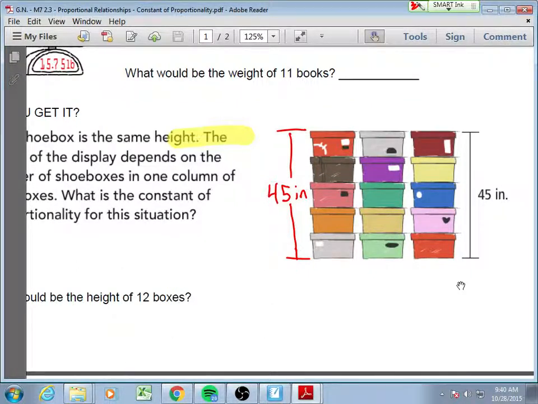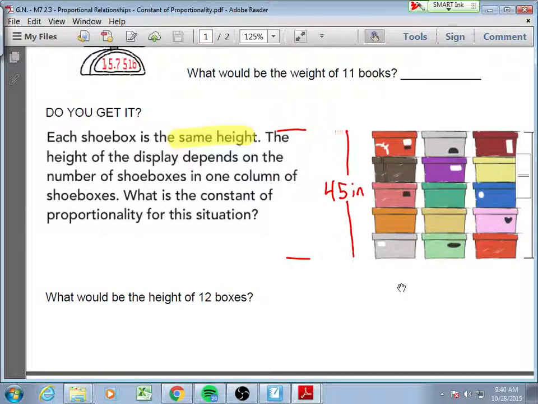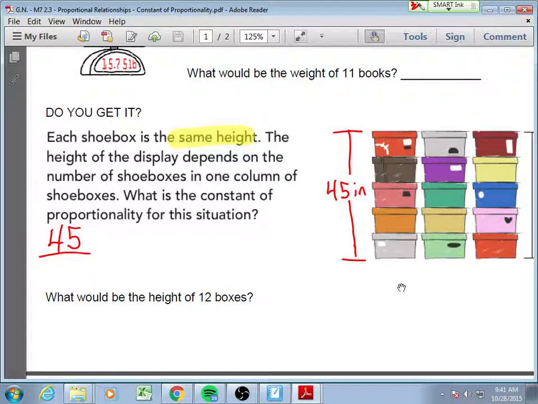I got it. So how are we going to determine the constant of proportionality? Divine, do you have an idea of how we determine the constant? Pass? All right, we'll just do hands. Bella? 45 divided by 5. Yeah, we want 45 divided by 5.